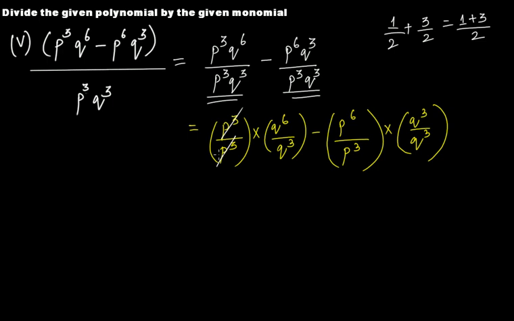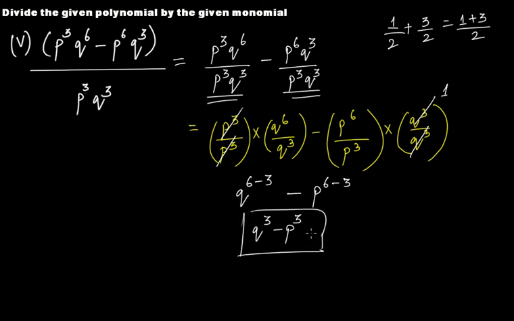Cancel means you'll get 1. Here you have q to the power of 6 divided by q to the power of 3. So this is q to the power of 6 minus 3, then minus this q to the power of 3 divided by q to the power of 3 will get cancelled, you get 1, and this is p to the power of 6 minus 3. So you get q to the power of 3 minus p to the power of 3. So this is your answer, or the quotient of this division.